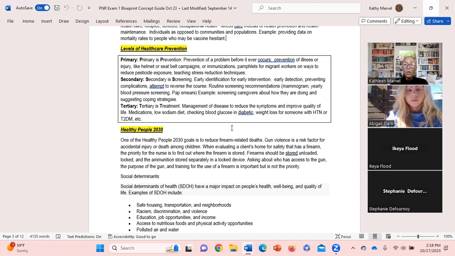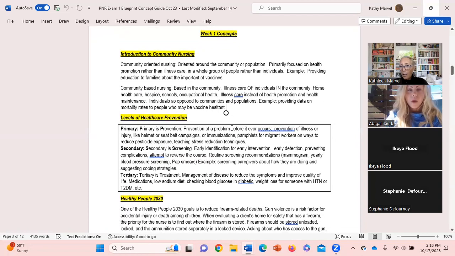Great. So for example, somebody tell me what the difference is between community-oriented nursing and community-based nursing. We orient around the community and then based around the individual. Correct. If you're a community-based nurse, you're based in the community. You may be a school nurse, a hospice nurse, an occupational health nurse, a palliative care nurse, an immunization nurse. You're working with individuals in the community.